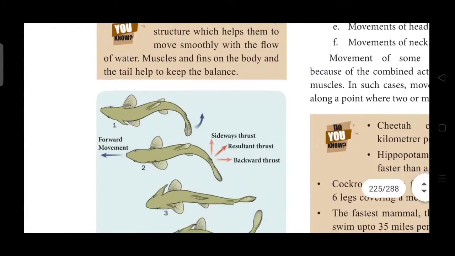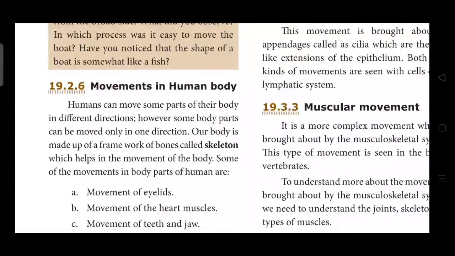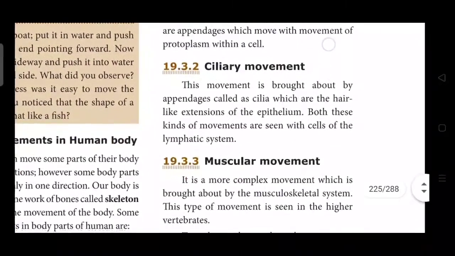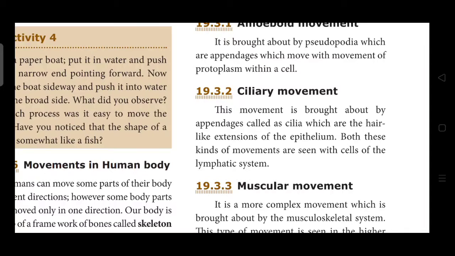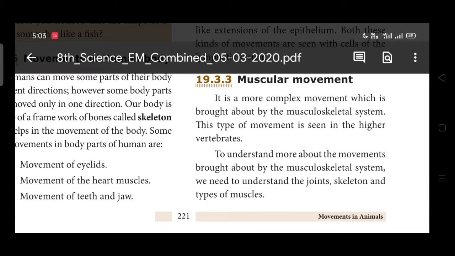Okay, and like that, how the movement takes place in the human body is also something we discussed in our previous class. In the human body, there are three different kinds of movements. One is amoeboid movement, and the second one is ciliary movement, which take place at the cell level. So cells move either by amoeboid movement or ciliary movement. And the movement of organs is based on the muscles. The expansion and relaxation of organs takes place by the muscles. So these three kinds of movements we discussed in our previous class.